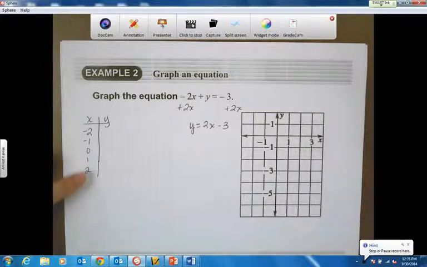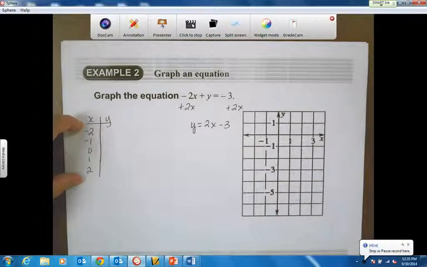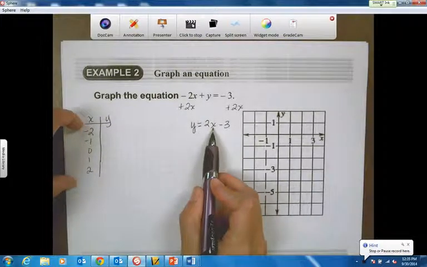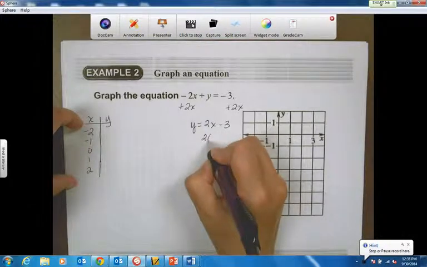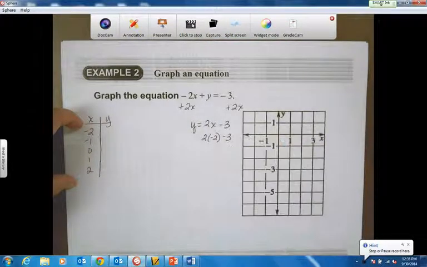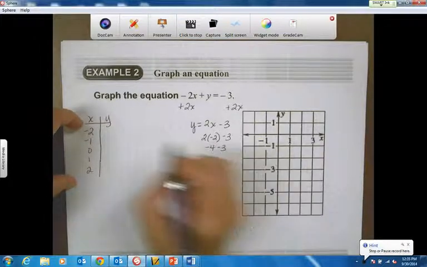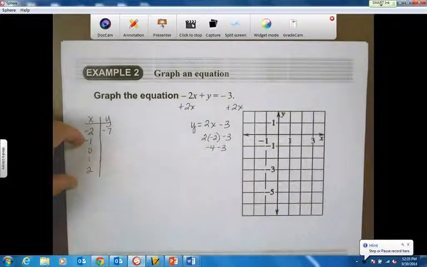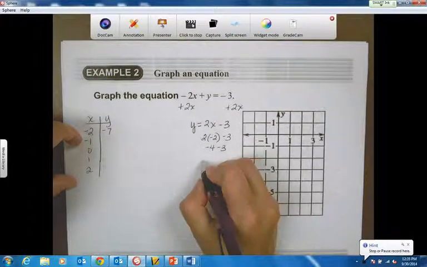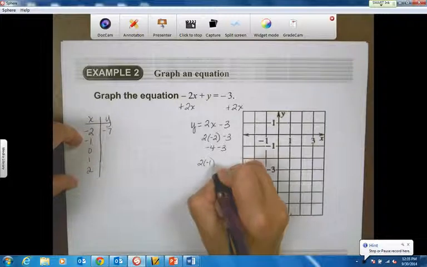So what I'm going to do is plug in x for 2 and figure out what y is. So I'm going to plug in 2 right here. So 2 times 2 minus 3, that would be 4 minus 3, which is 1. I'm just going to do that for each one, just like you did on last night's homework, except I had to figure out my own x-values this time. So I have 2 times negative 1 minus 3, that's negative 2 minus 3, which is negative 5. 0 is easy, and I get negative 3.